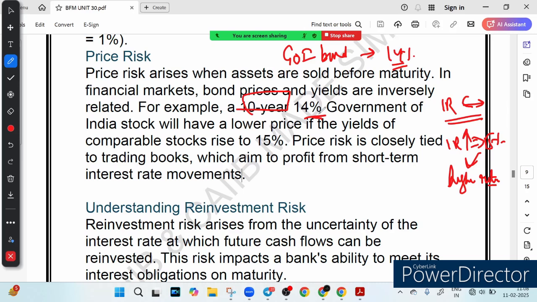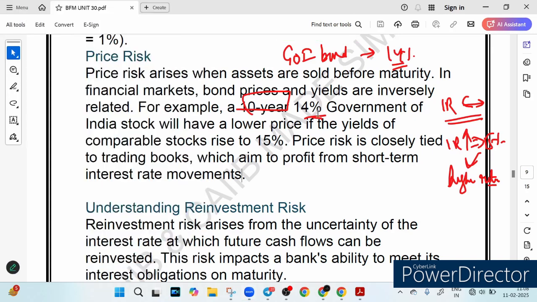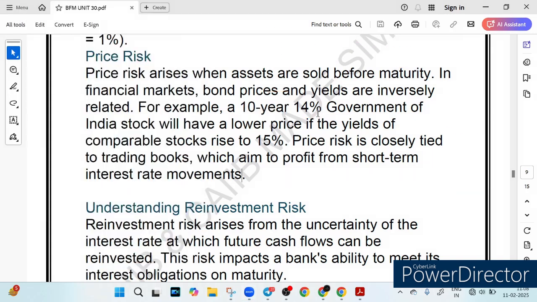So what is happening is that the bank has a 10-year government of India bond that pays 14% interest per year, right? If interest rate in the market stays stable, nothing will happen, bond price remains the same. But suppose interest rate rises to 15%, so a new bond will give higher return. So your old 14% bond loses value because investors always prefer the new bond. So what is the result? The result is that if the bank sells this bond before maturity, it incurs a loss.